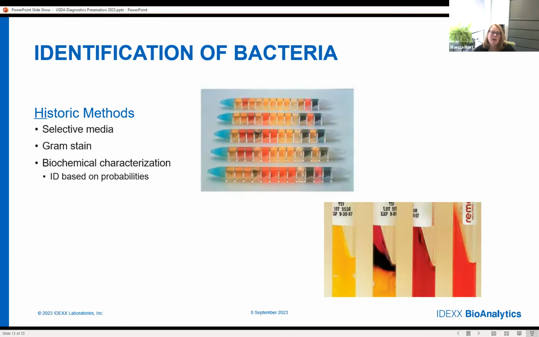So typically what we've done in the past is use these selective media, do gram staining, and then do this biochemical characterization as I described in unknowns. And it's really an ID based on probabilities. And as you can imagine, it's quite subjective. So I'm looking for colors, change in color. I'm looking for gas production, all of these things which can be quite challenging.